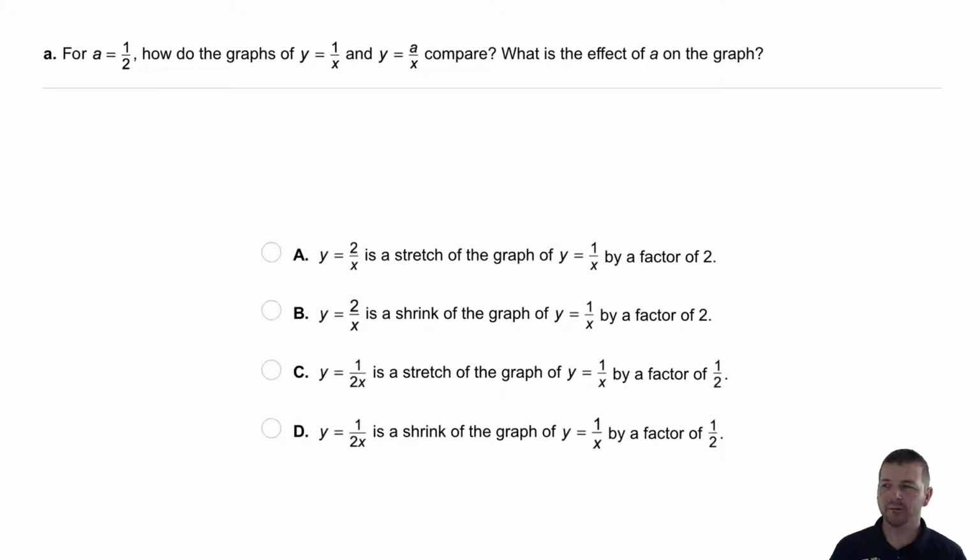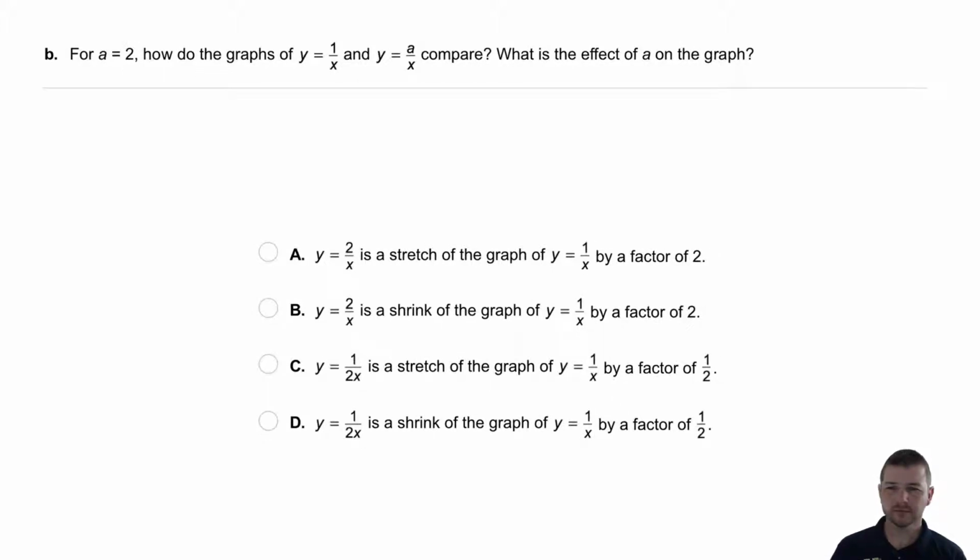Your turn, part A. For a equals 1/2, how do the graphs of y equals 1 over x and y equals a over x compare? What is the effect of a on the graph? Part B. How about for a equals 2? How do the graphs of the parent function and y equals a over x compare? What is the effect of a on the graph?